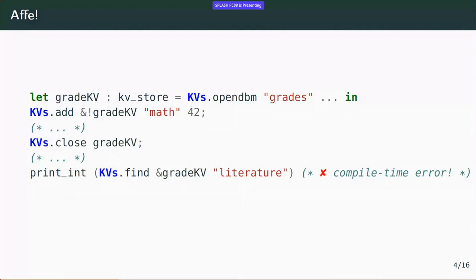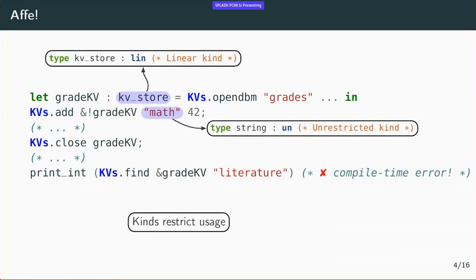And in this language, the code looks almost the same up to those little ampersands here. And with that, you suddenly get a compile time error here. And the magic behind that is essentially that we added some notion of linear types. So Affe has a notion of resources. And as we will see later on, you can essentially specify if resources are linear or affine.